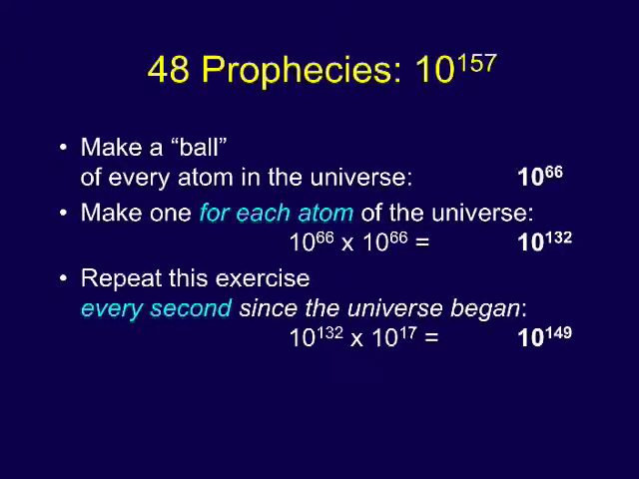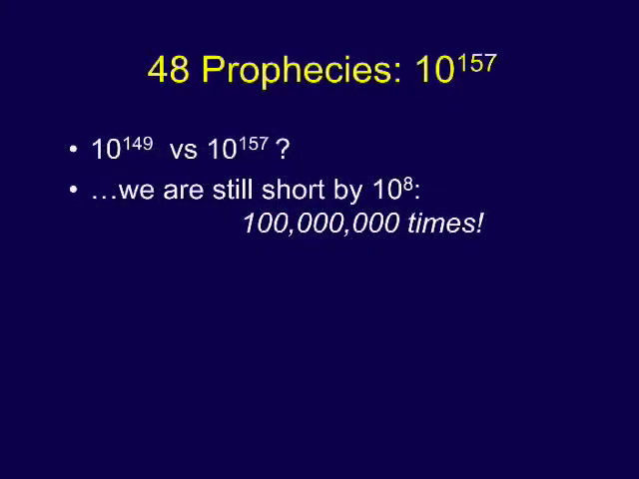I've made a ball of atoms equal to all the atoms in the universe. I'm going to do that for each atom in the universe, and I'm going to do that whole silly thing every second for 16 billion years. Is that a big number? I am still short of my 157th. In fact, I'm short by over 100 million to 1. You say, okay, this is pretty silly. What's your point? Here's my point.